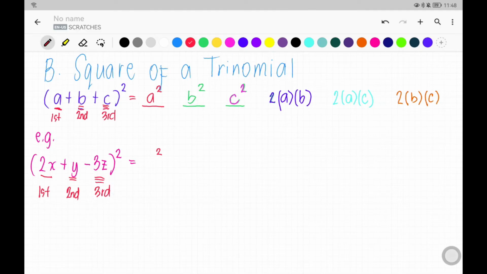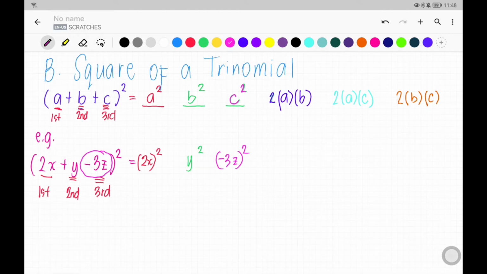Alright. So, yan. Square the first term. So, maglagay tayo ng parentheses kasi may katabi. The next, we square the second term. So, square the y. No need to close in parentheses kasi y lang naman. The next, we square the last term. Ang third term natin, you have to be careful with the sign. If it is minus, then therefore it is negative. So we have to include that, negative 3z, and then enclose in parentheses.